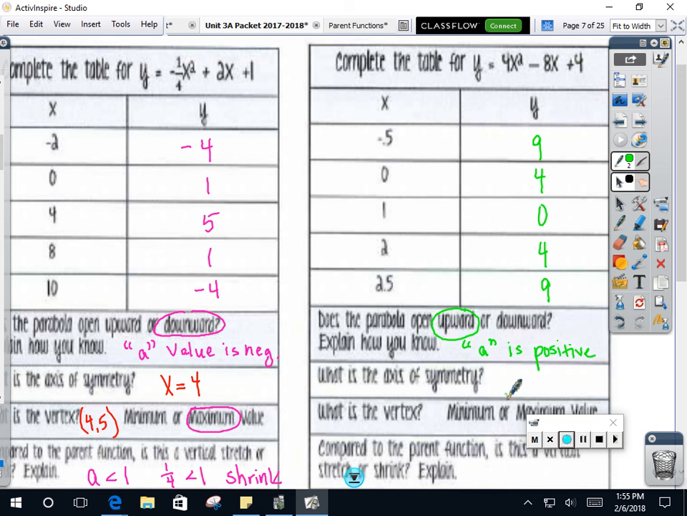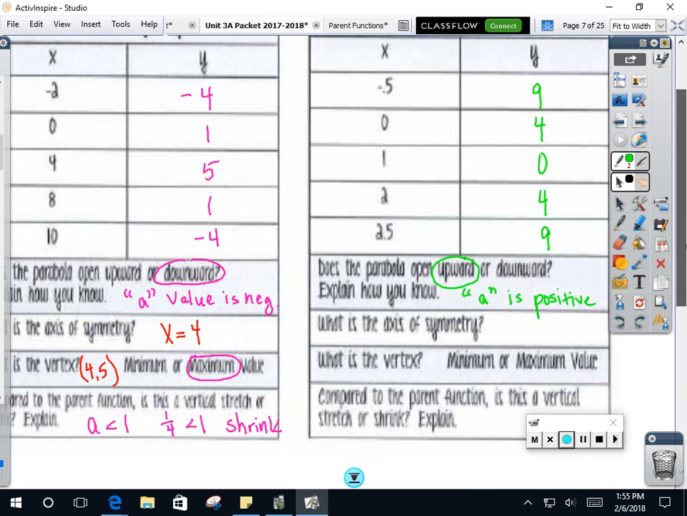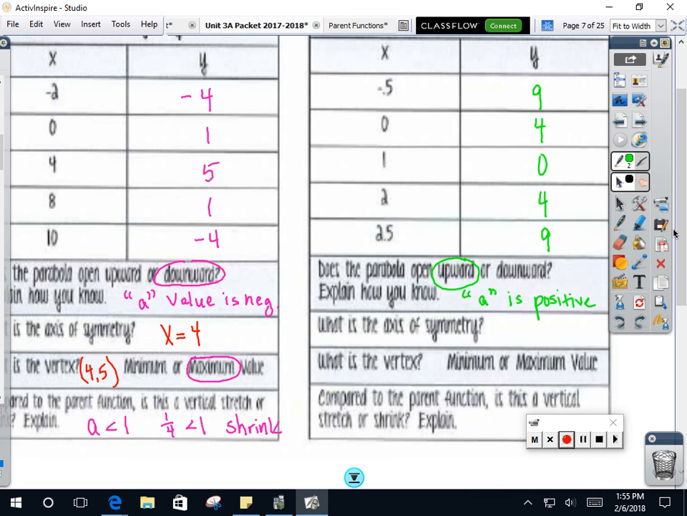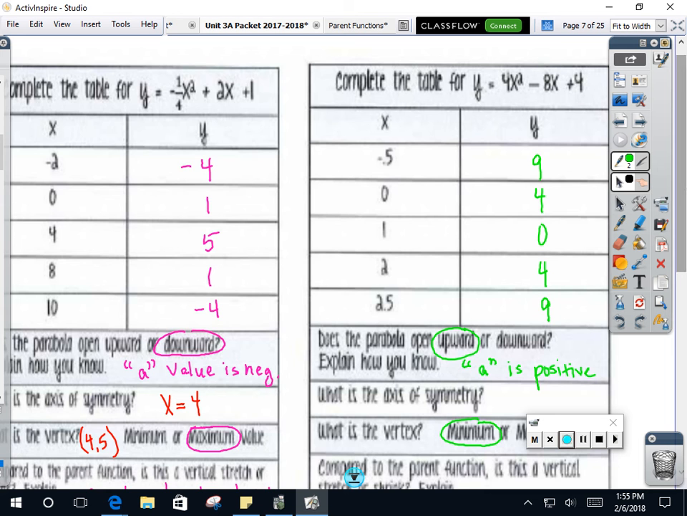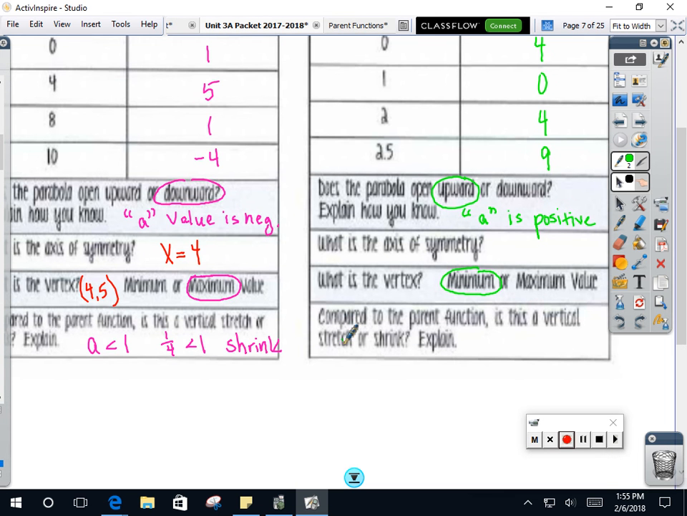Okay, we can't really do axis of symmetry yet. Is the vertex going to be a min or a max since it opens up? A minimum. The vertex will be at the lowest point. And then, since it's 4, is that going to cause a vertical shrink or stretch? Stretch. Okay? When your a value is greater than 1, which 4 is greater than 1, that's going to cause a stretch. And think about it. Remember with slope, the larger your m value got, the steeper the line got? The larger your a value gets, the more stretched out and skinnier the parabola gets.